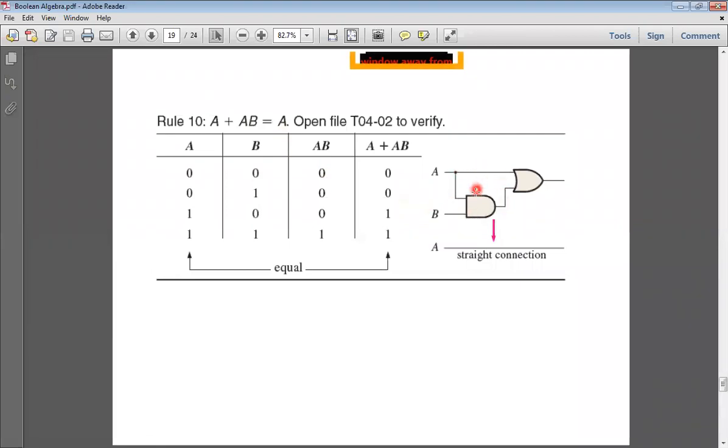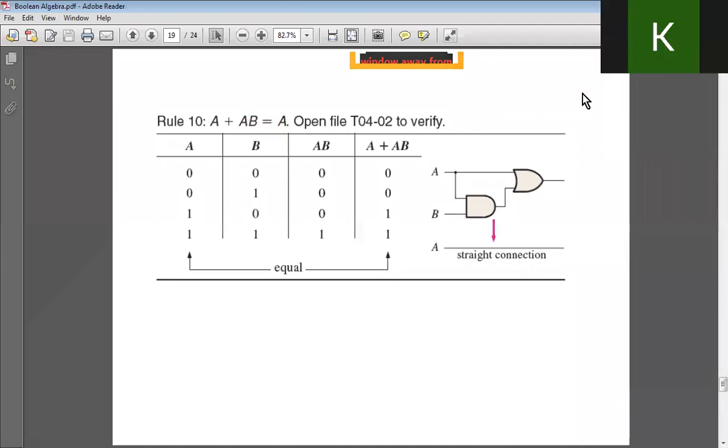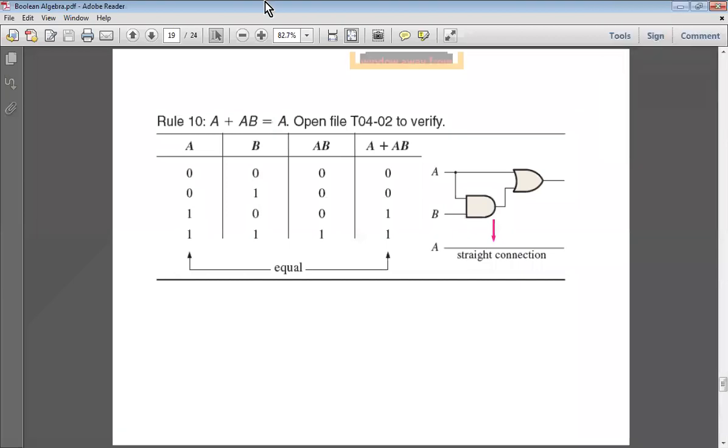See here, we have one diagram. This is one input, this is the second input B. How do you get A plus AB? We need one AND gate to multiply A and B to get this AB term. We need one OR circuit to OR A with AB. Let's say this is the A input, this is the B input, which are applied to the AND gate. What is the result here? AB. This AB is taken and ORed with what? A.